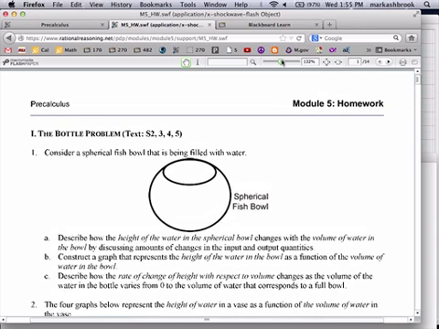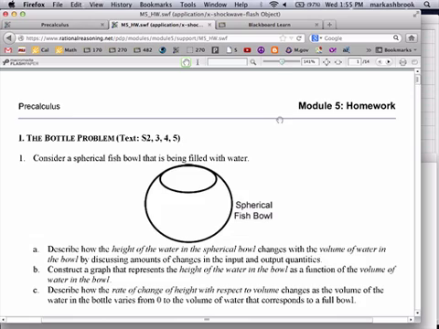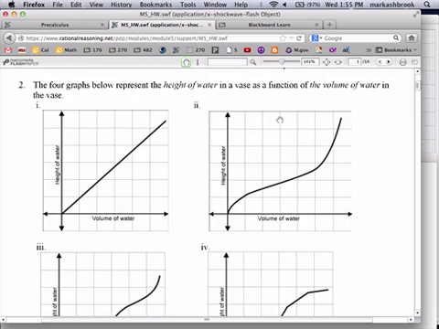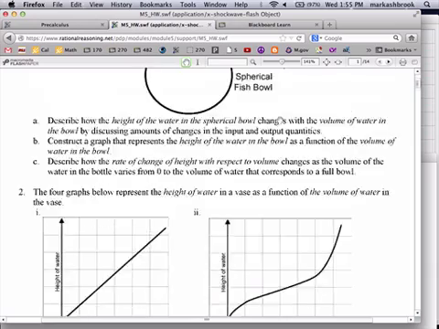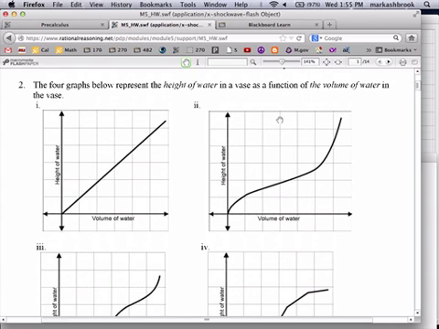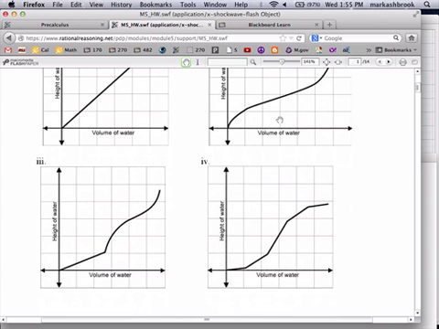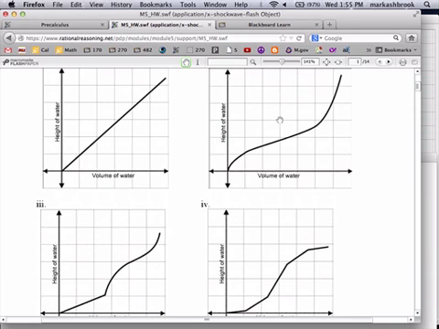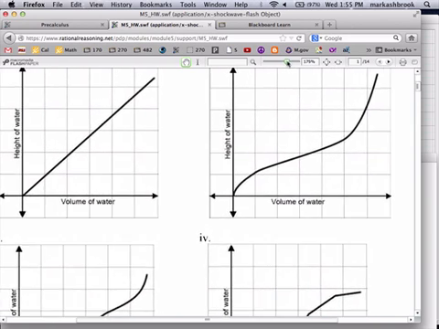So number 1 was the fishbowl. Number 2 was working backwards from the graphs to build the bottle. Is there one of those two we should do? 2A. I had a hard time. Two. All right, let's do 2. So if we do 3 and 4, would that be good? Yeah. Let's do 3 and 4.